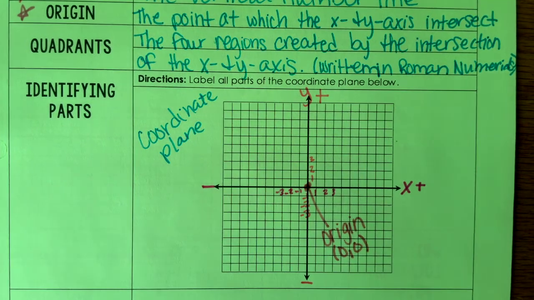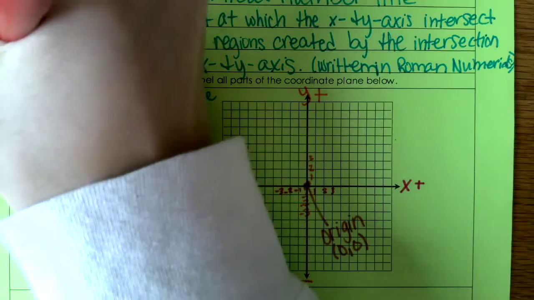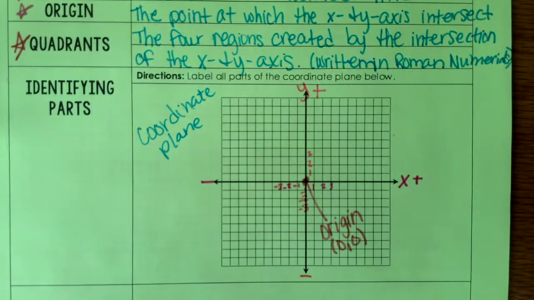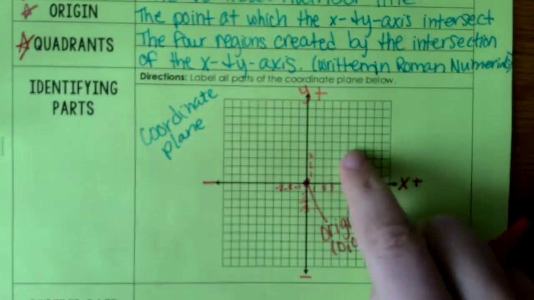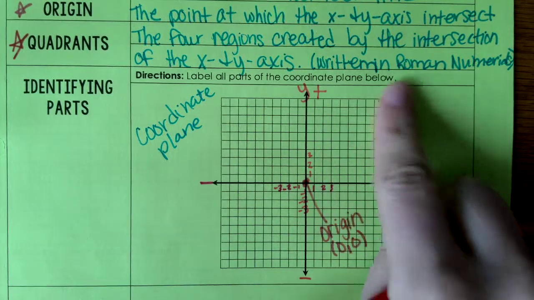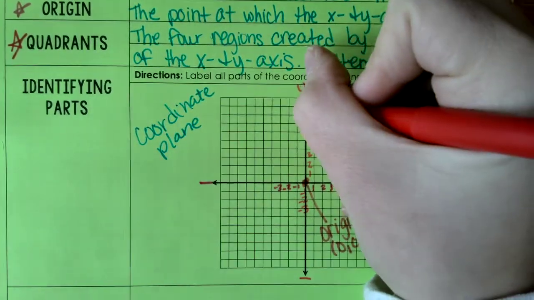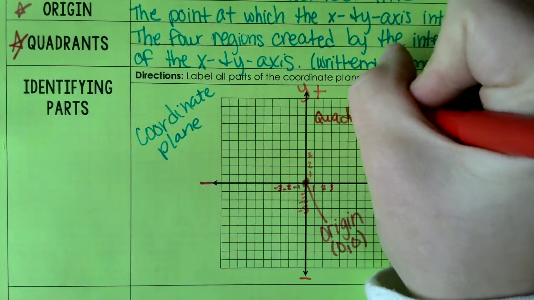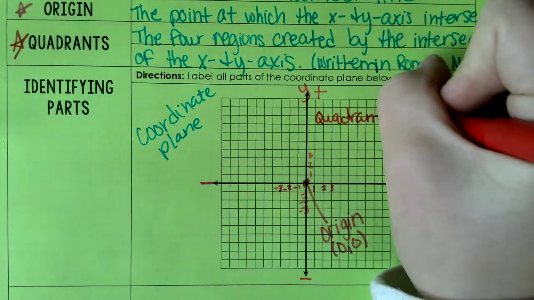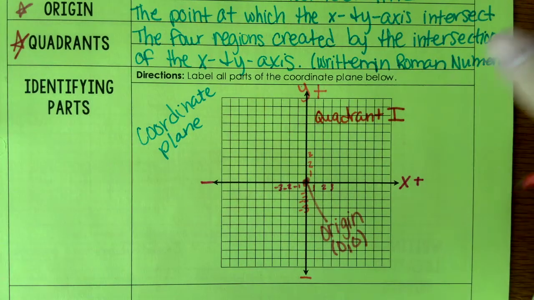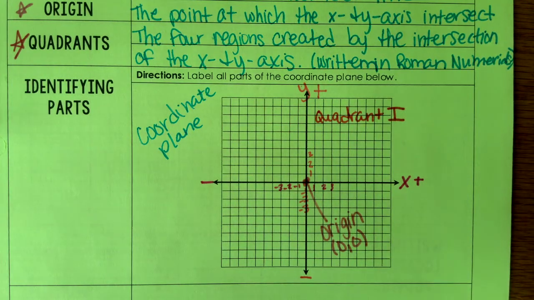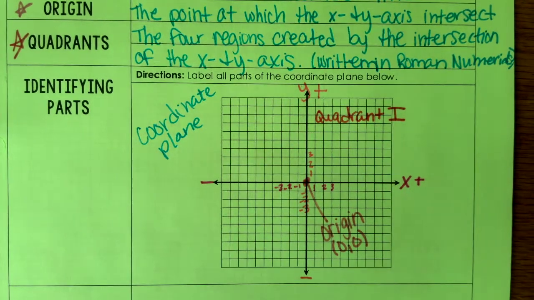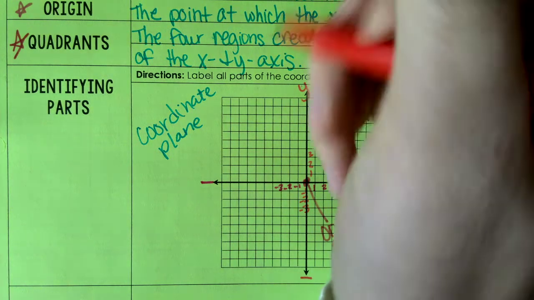And then finally, the last part is our quadrants. So we have 4 quadrants. We start when our y and x are both positive. So this is quadrant 1. Okay, so that's quadrant 1. And I is how you make the Roman numeral 1. And then we move in a counterclockwise position.